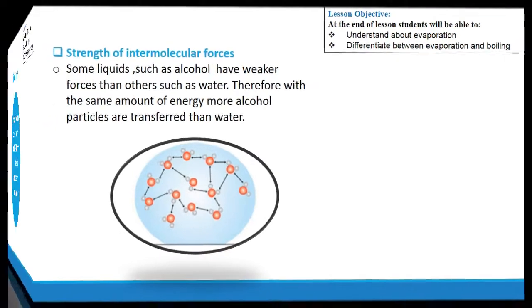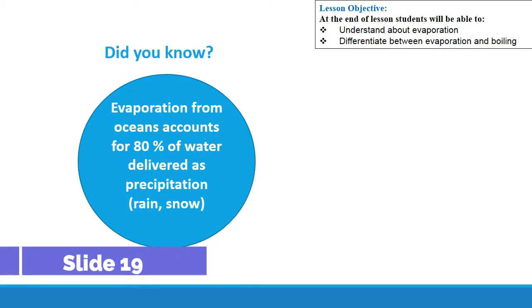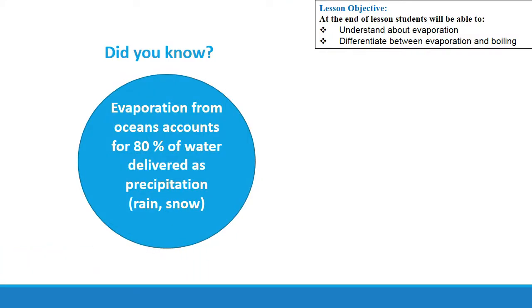Okay. Moving on, slide number 19, and this is only for your information, for your knowledge. Maybe all of you already know this. Evaporation from the ocean accounts for 80% of our water delivered as precipitation, that is rain and snow. Yeah, 80%, you can imagine.